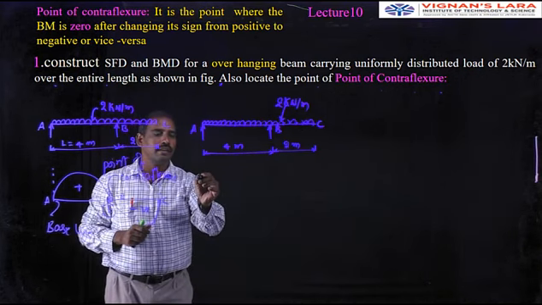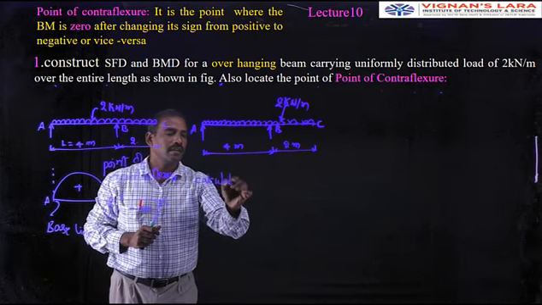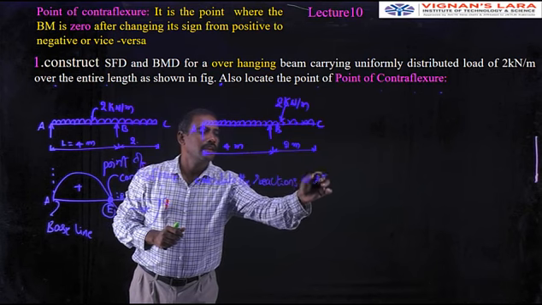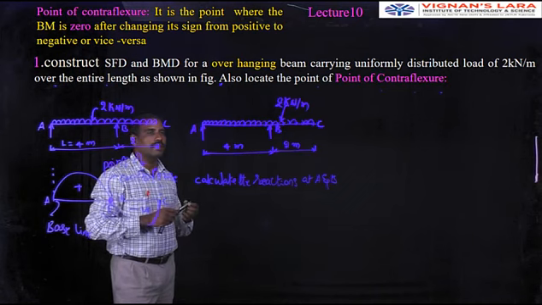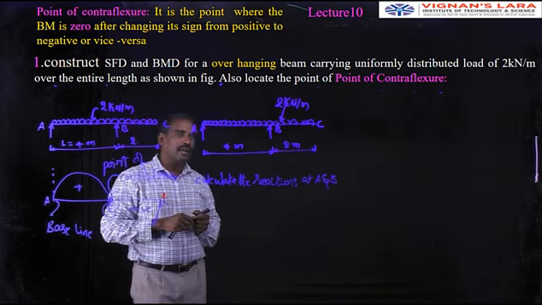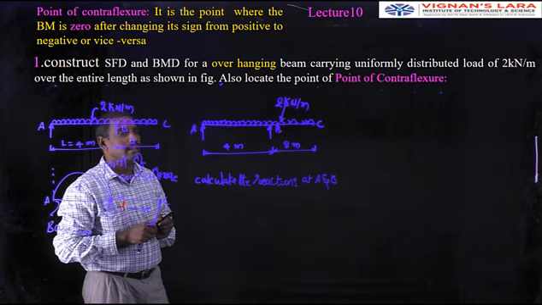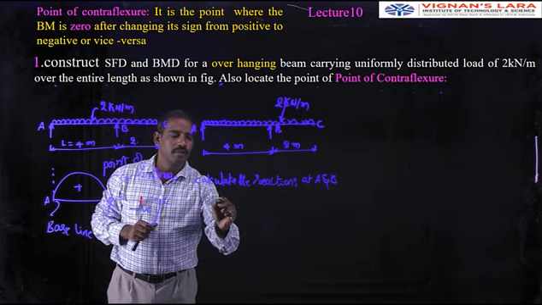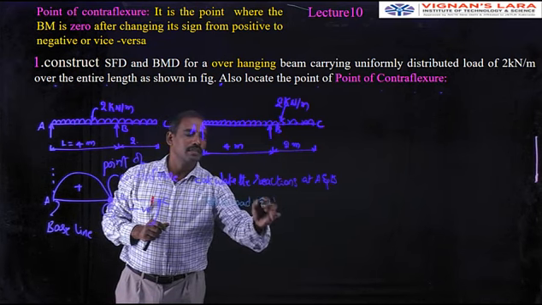So first of all, calculate the reactions at A and B. So what about the reactions at A and B? Initially we have to calculate the total load and take moments of all the forces about any point, either A or B. So what about the total load? The total load is represented for our convenience as TL.